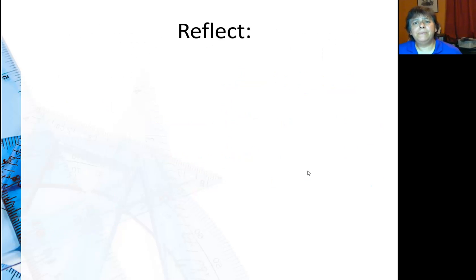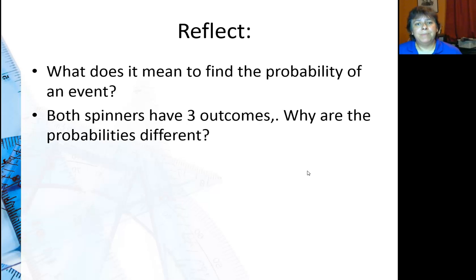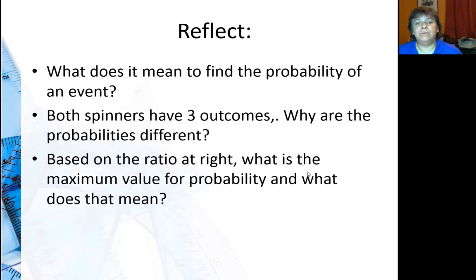So for some further reflection, what does it mean to find the probability of an event? And in our problem, both spinners had 3 outcomes. Why were the probabilities different, even though they each had 3 sections? And based on the ratio for probability, in other words, that it's the area of the event over the total area, what do you think the maximum value, what is the most that number could be? And also, what do you think the least that number could be?